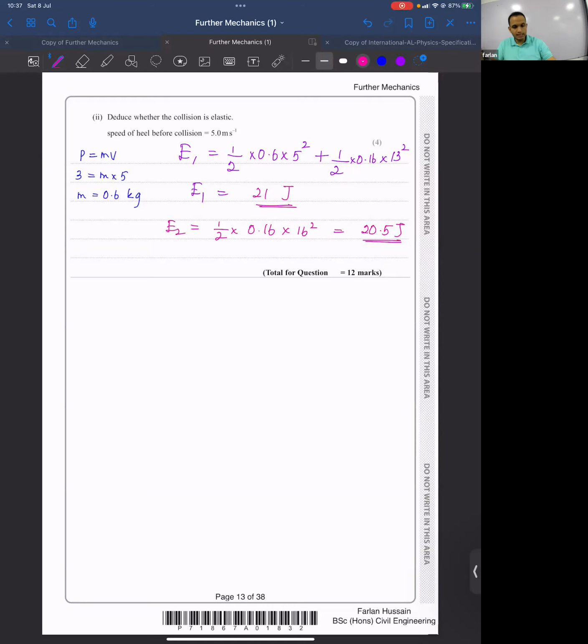There is a loss in kinetic energy during the collision. So it is an inelastic collision.